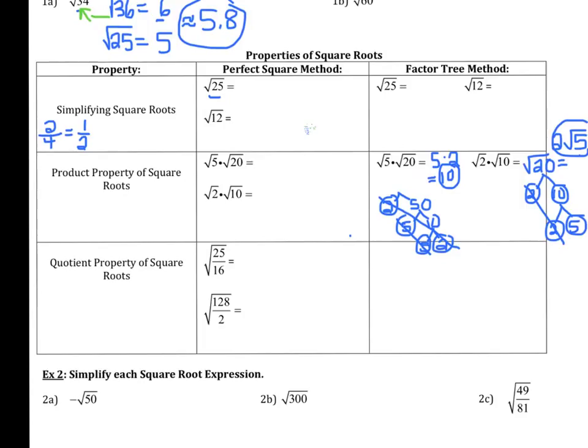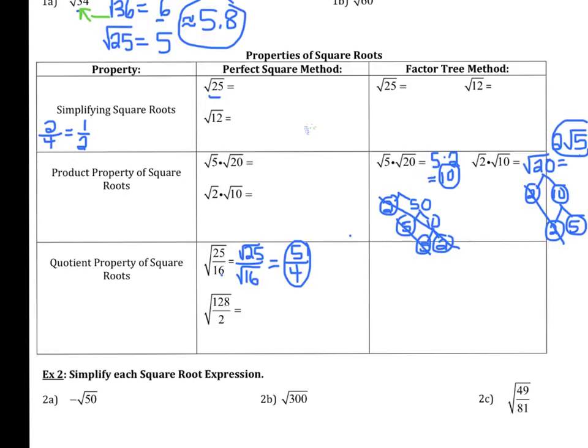Next, quotient property. My advice to you, if you have numbers that are divided, is to see if each of those numbers are perfect squares. Is 25 a perfect square? Yep. Is 16 a perfect square? Yes. So we can separate them. Take the square root of the top, it's 5. The square root of the bottom is 4. We cannot reduce 5 over 4, so we're done.